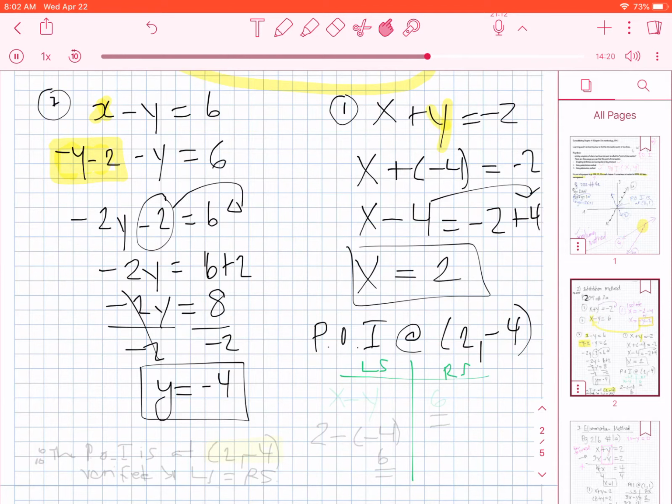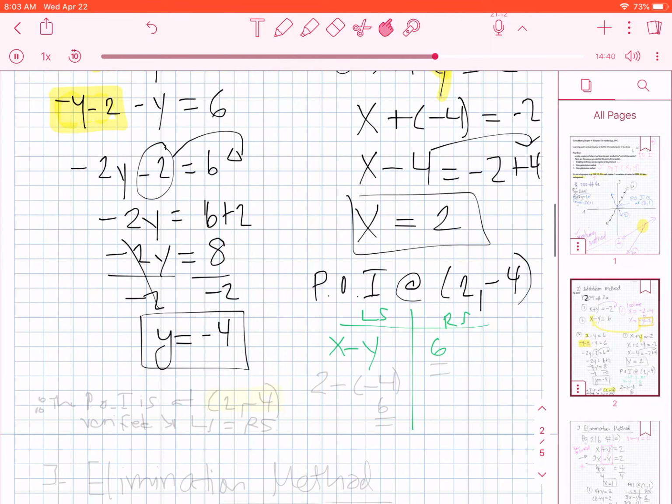So, sure, I can go back to equation 2. You can pick any one. You could have picked x plus y equals negative 2. You also could have picked x minus y is equal to 6. So, let's pick x minus y is equal to 6.